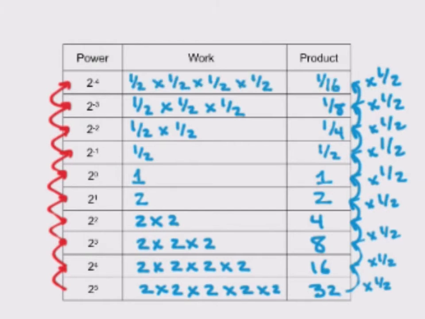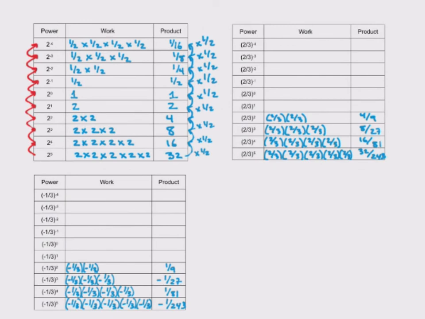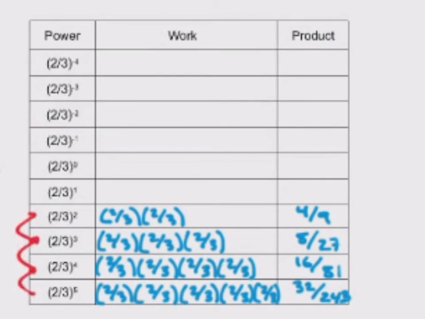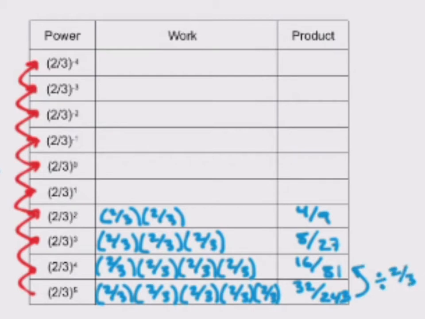Very interesting indeed. All right, let's find out what this pattern looks like for the other two tables, and then I'm going to have you fill them in, and then let's see if we can make any generalizations. Of course, for the 2/3 table, as we move up the table, as the powers get smaller and smaller and into the negatives, the products keep getting divided by 2/3. Why? Because we're multiplying by 2/3 one fewer time as we go up the table.